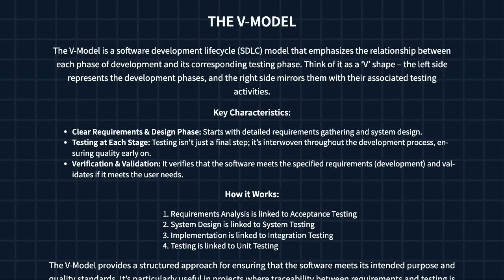Okay, let's talk about the V model. This model is all about connection, specifically connecting each stage of building software with its corresponding test phase. It's shaped like a V, with one side representing development activities and the other mirroring them with testing tasks. So, you start by clearly defining what needs to be built, then design it carefully. As you're building it, you'll be doing acceptance testing to make sure it does what the client wants. Then, as more pieces come together, you'll do integration testing and so on. The V model really emphasizes that testing isn't just a final check, it happens throughout the entire process to keep things moving smoothly and ensure quality from the very beginning.